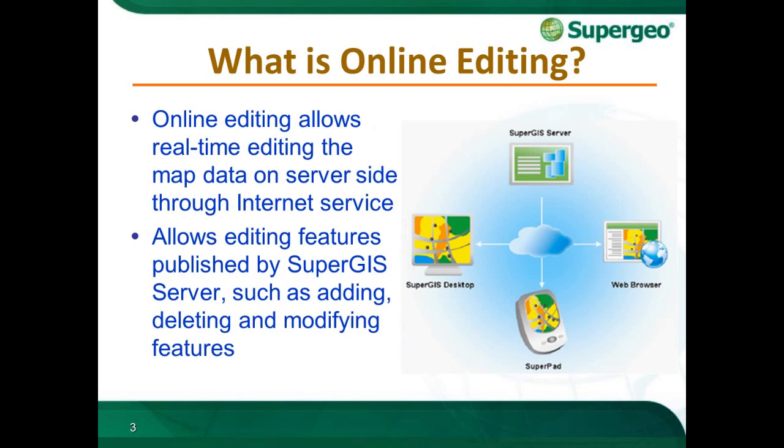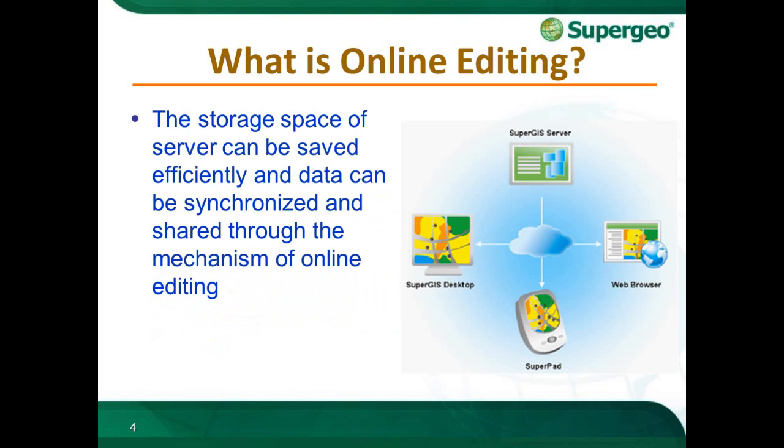So what is online editing? Online editing is a service provided by the SuperGIS Server that allows users to do real-time editing of the map data on the server side through the internet. It allows editing of features published by the SuperGIS Server, such as adding, deleting, and modifying features.